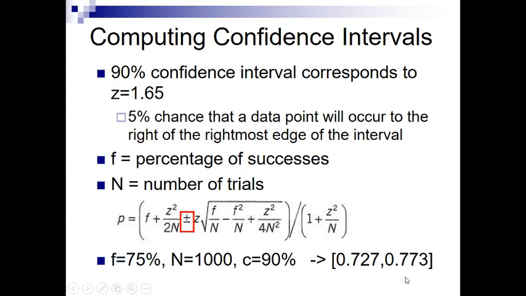So what does this mean? It means that if we have observed an average performance of 75% over 1,000 observations, then we can be 90% sure that the real performance value that this is an estimate of is between 0.727 and 0.773.